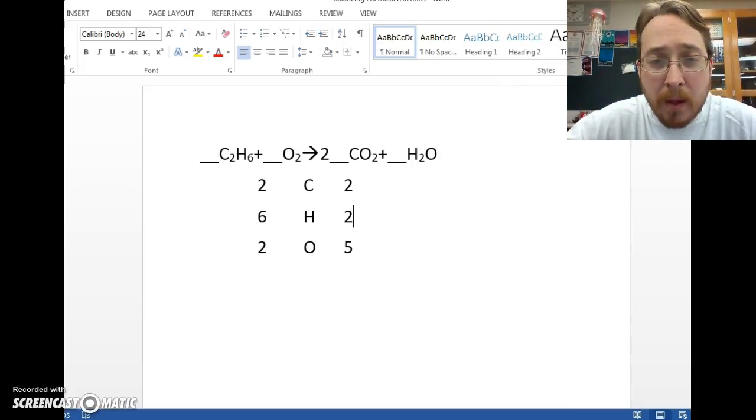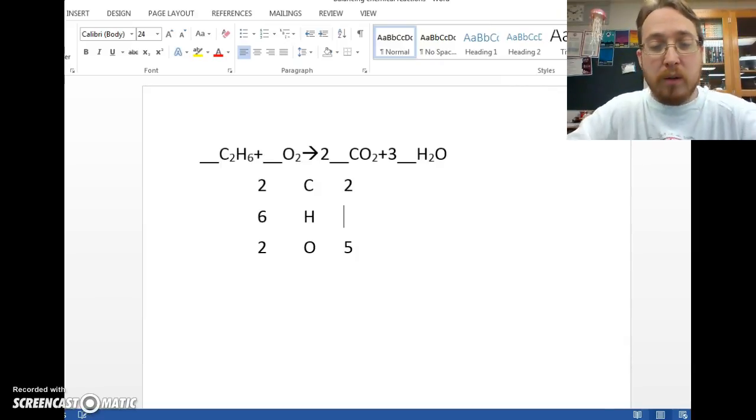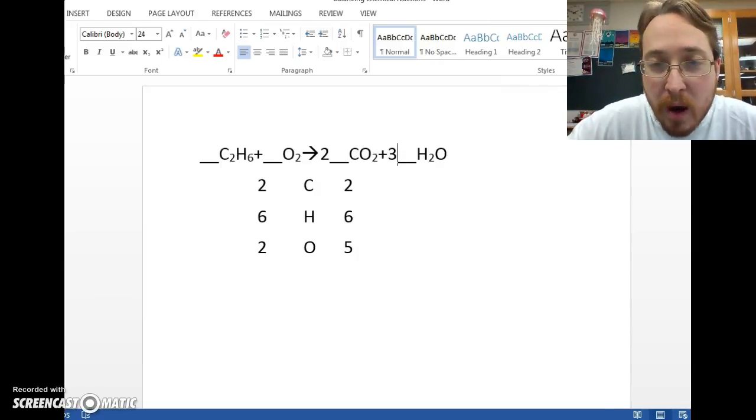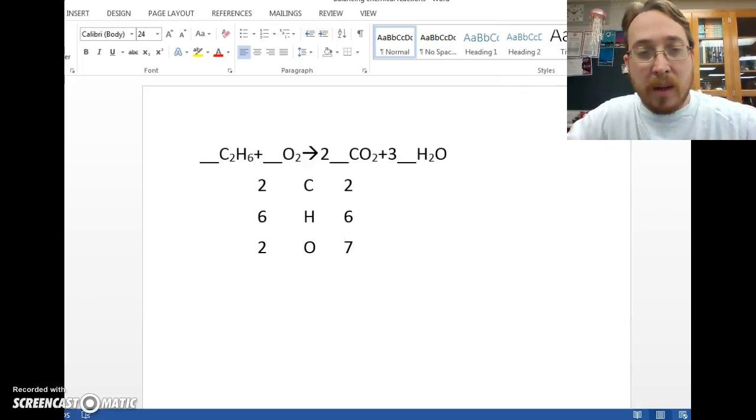Now we go on. Carbon is balanced, so we can go on to hydrogen. We have 6 hydrogen on our reactant side, and we have 2 hydrogen on our product side, so we need more on our product side. We've got a group of 2 here, and if we need to get this to 6, we will need 3 groups of 2, so that'll turn that to 6, but that will also change our oxygen. So now we have these 2 groups of 2 over here for 4, and now we have 3 for that oxygen, so we bring that together, and that's 7.